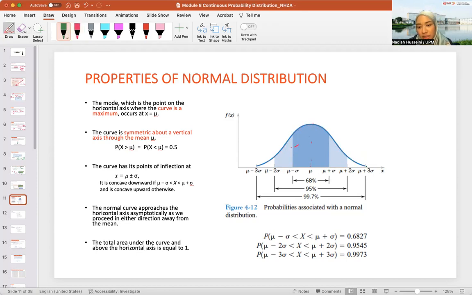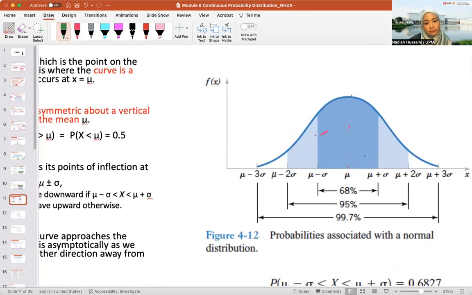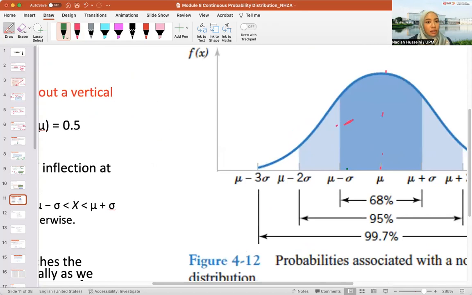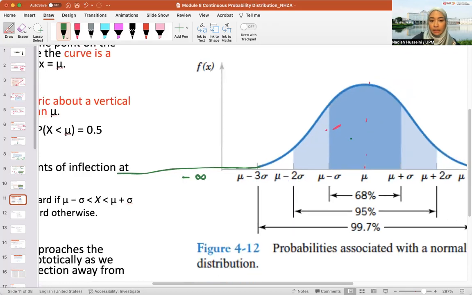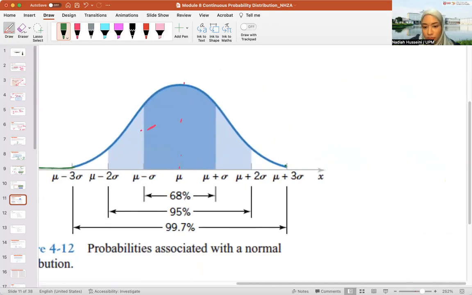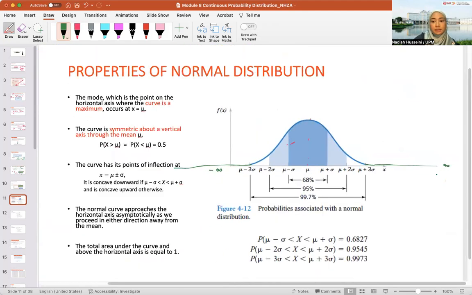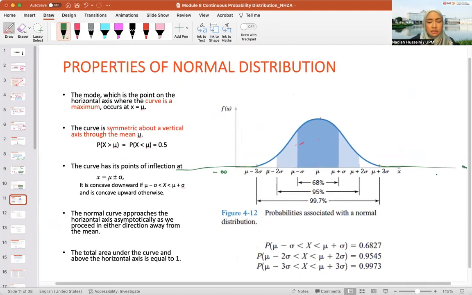So here you see that it's not ending at this point. It doesn't end here. There's a gap. Let's zoom in. There's a gap over there. It's not ending there. So basically, as it approaches minus infinity, it tapers down or approaches the horizontal axis asymptotically, whatever that means. And the same case over here, it also extends up to infinity. Okay, so this is what it means when they say asymptotically in the textbook or whenever you learn this in other courses.